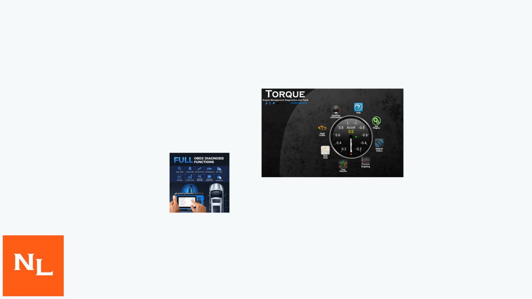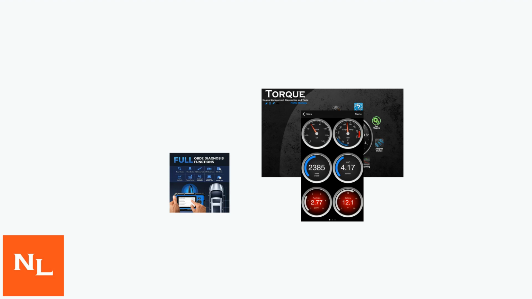Apps like Torque offer intuitive dashboards, data logging capabilities, and advanced features such as graphing engine parameters and tracking vehicle health over time. These apps enable real-time data streaming, showing live metrics like engine RPM, fuel efficiency, and battery voltage. This allows for immediate monitoring and troubleshooting while driving.